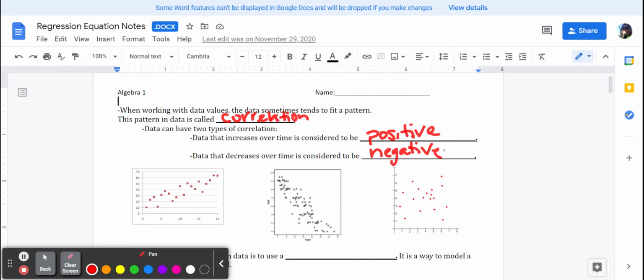Now, for a pattern to be negative or to decrease, we think about things like weight loss. The longer that I am on a diet, the lower my weight should be. So as the days progress, the longer that I'm on this, as my X values increase, as I'm on the diet, then my weight over time should decrease.